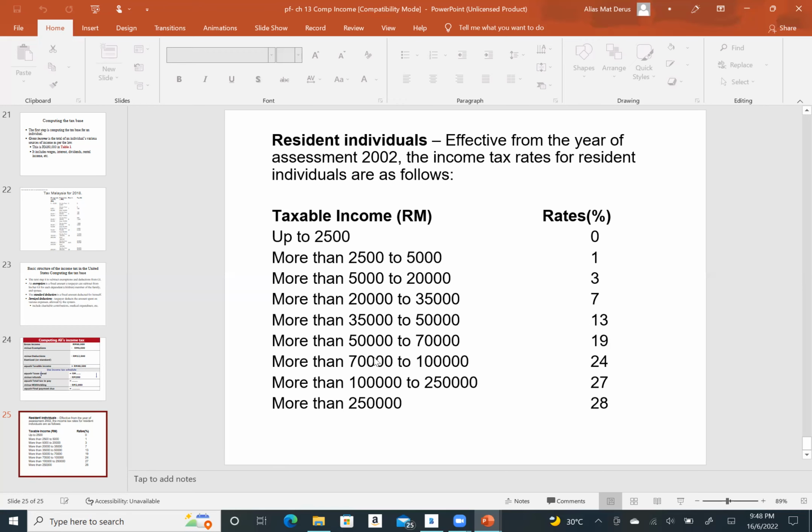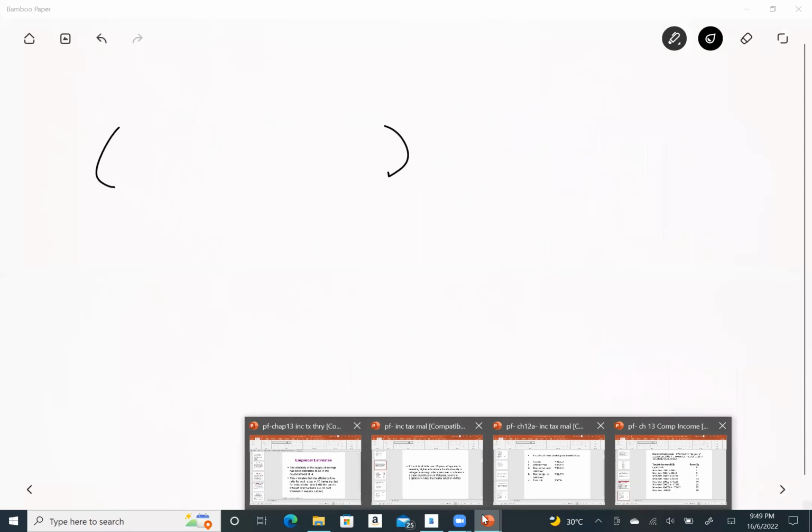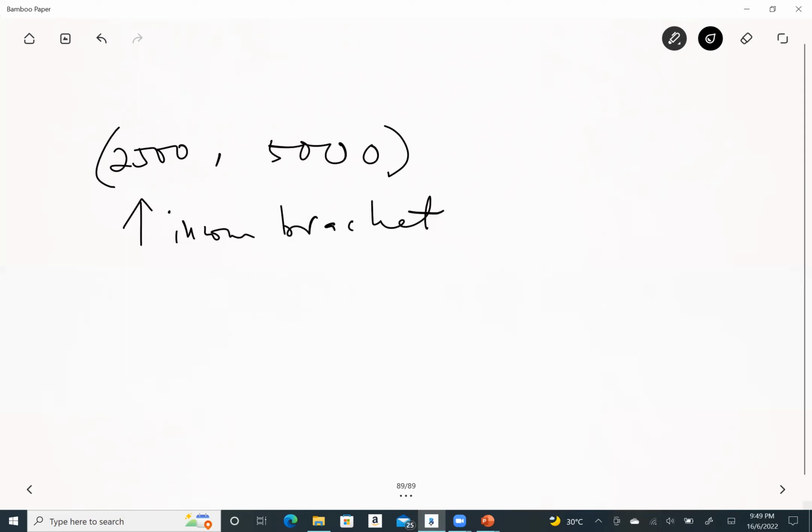So if you look at this, you look at the bracket. The bracket is easier if we make it like more than, less than. So we just use this. What was the first bracket? 2,500 to 5,000. So that is a bracket, an income bracket. Each income bracket has a different rate here. So that is a bracket.